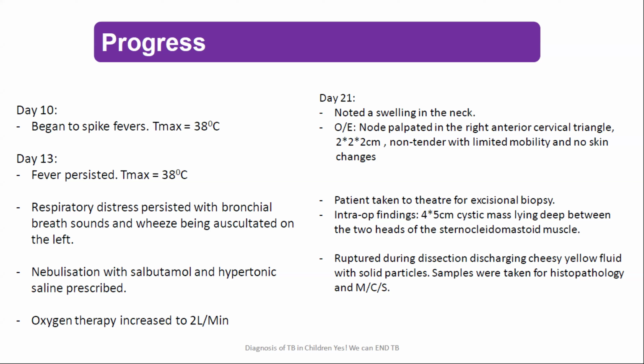On day 21 of admission, we noted that there was a swelling in the neck, and we palpated a node in the right anterior cervical triangle. It was quite large, about 2 by 2 by 2, which is quite big on the small neck of this baby who's barely 3 months old. It had limited mobility. There were no changes in the overlying skin. When the patient was taken for excisional biopsy, they found a 4 by 5 cystic mass lying deep within the two heads of the sternocleidomastoid muscle that ruptured during dissection, discharging cheesy yellow fluid with solid particles. Samples taken for histopathology revealed the typical caseating necrosis of tuberculosis, meaning that despite our treatment, disease seemed to be advancing in the baby. Next slide, please.